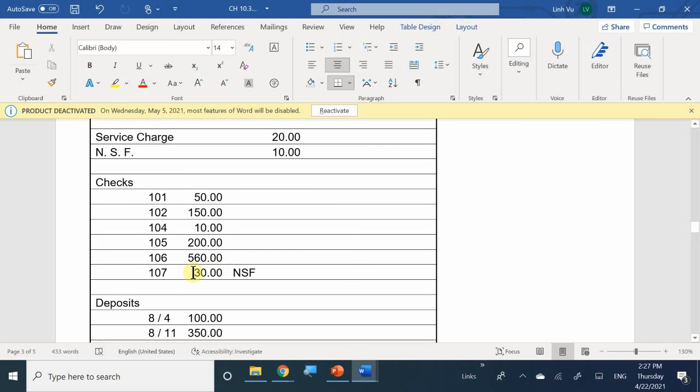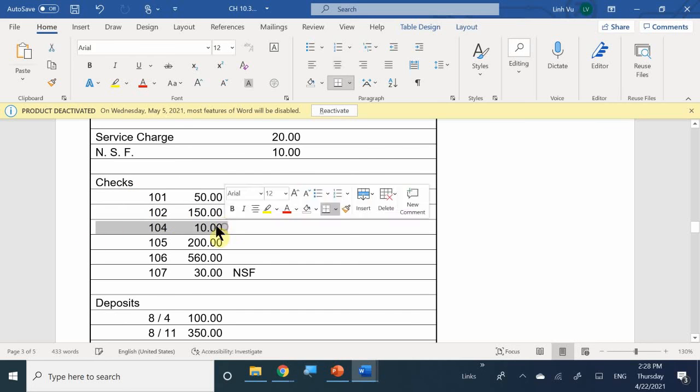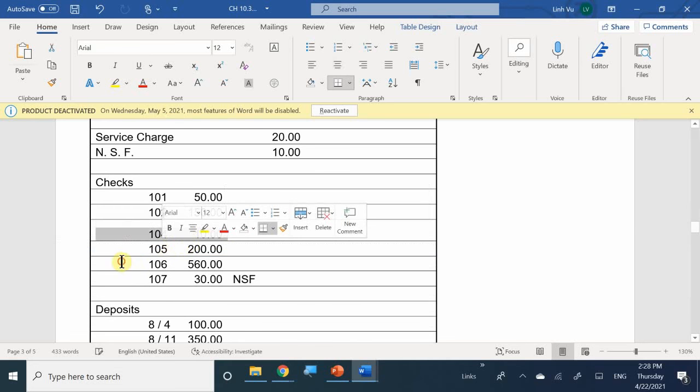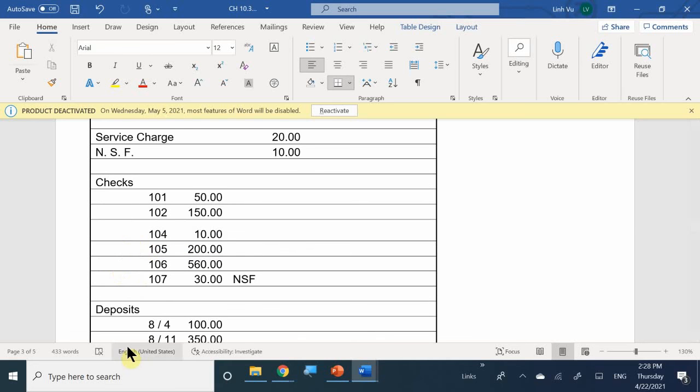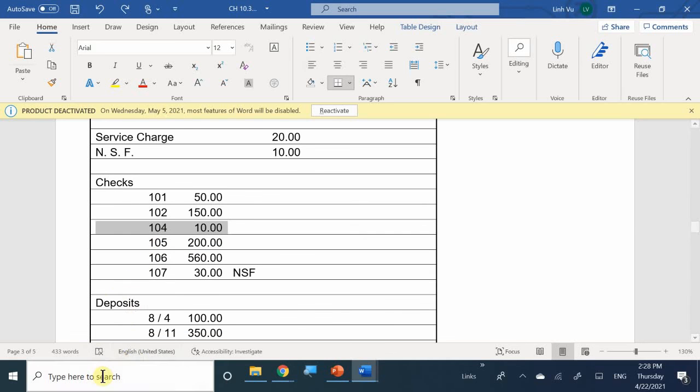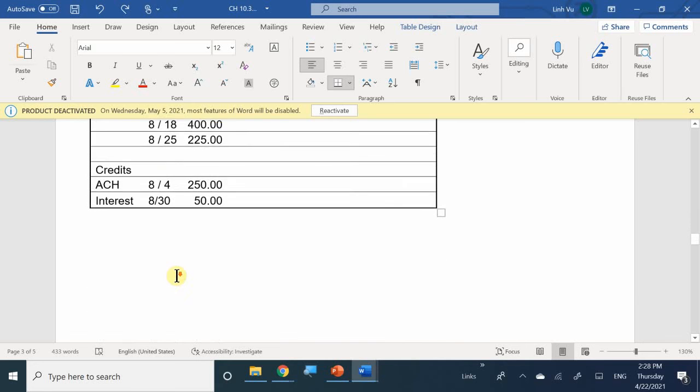So let's take a look at the abnormalities in the check numbers, right? I got 101, 102. Oh, I'm missing 103 because it jumped right to 104. 105, 106, 107, and what do you know? I'm missing 108. So automatically I can tell by looking at the discrepancy between the numbers that check 103 and check 108 did not clear.